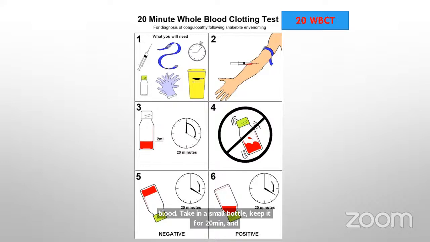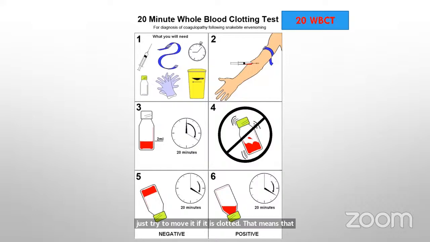If it is clotted, that means the test is negative. That means the clotting is good, and it is not a hematotoxic snake. But if the blood is still flowing even after 20 minutes, then the test is positive. It means it could be a hematotoxic manifestation.